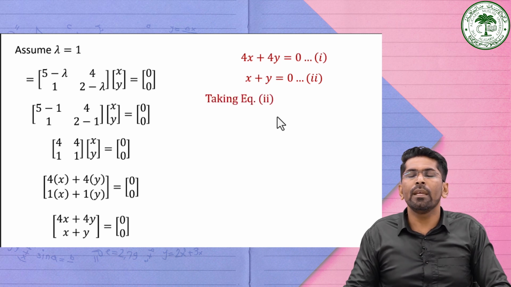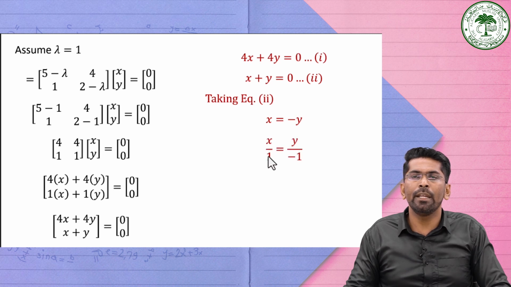So I am going to consider equation number 2 and write x is equal to minus y. Here the coefficient of x is equal to 1, I am putting it in the denominator side, it is 1, which is equal to the coefficient of y, which is minus 1. So I am putting in the denominator minus 1.